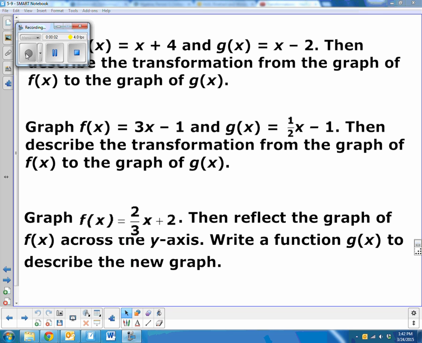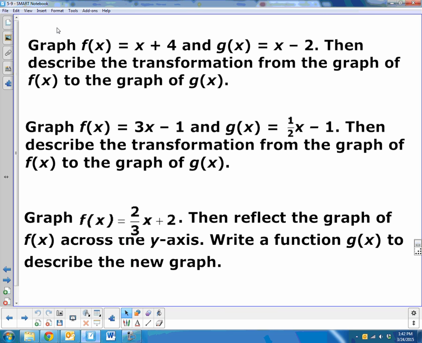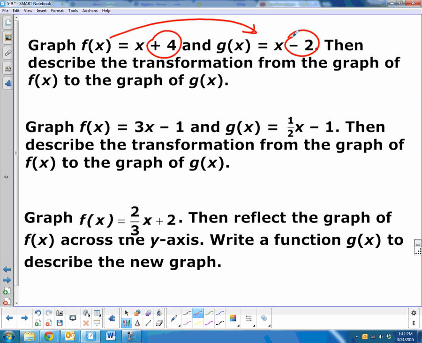All right, how did we get those answers? Well, let's look at the first one. From f of x to g of x, the only thing that changed was the y-intercept. It went from a positive 4 to a negative 2. So if the slope didn't change, it didn't rotate at all, and it didn't reflect.